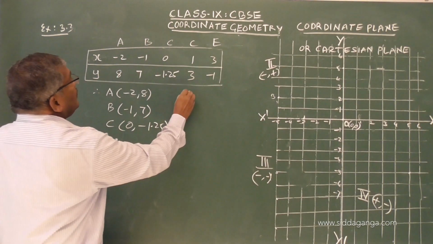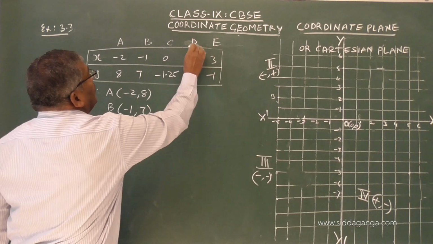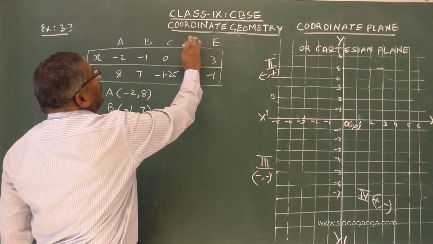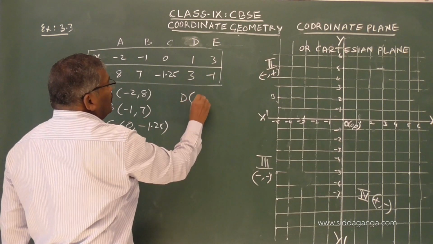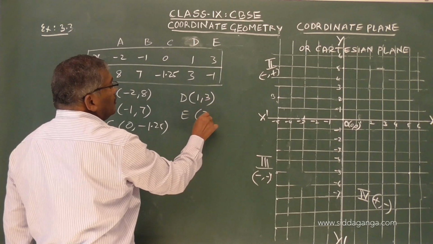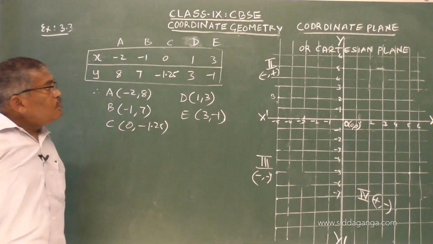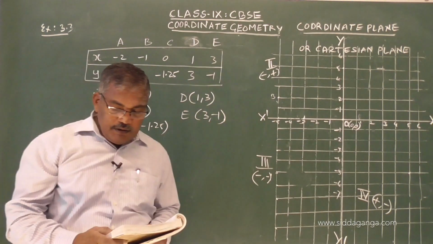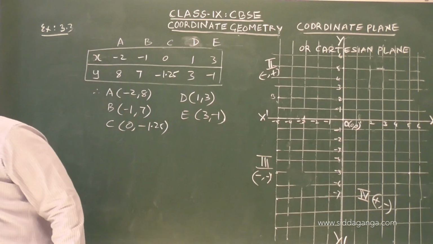And D is (1, 3), and E is (3, -1). These points you have to plot on the graph. That is our assignment.